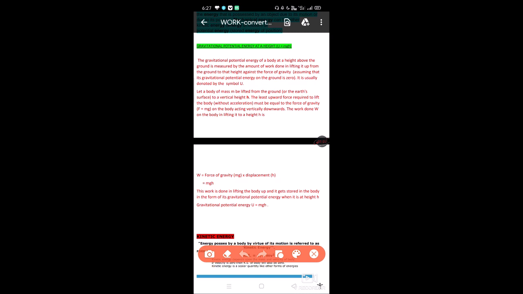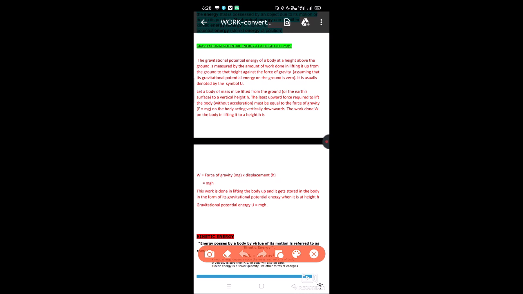Mechanical energy is the energy that is possessed by an object due to its motion or due to its position. So mechanical energy can be either kinetic energy or potential energy. First we can discuss the gravitational potential energy at a height. The gravitational potential energy of a body at a height above the ground is measured by the amount of work done in lifting it up from the ground to that height against the force of gravity.